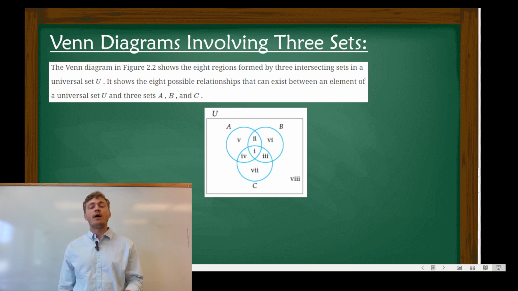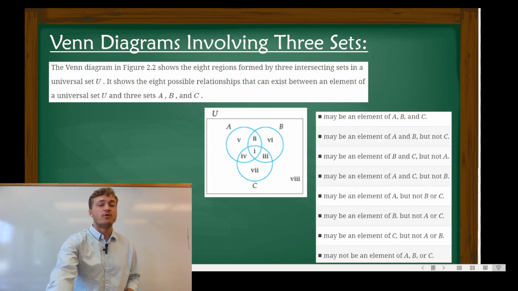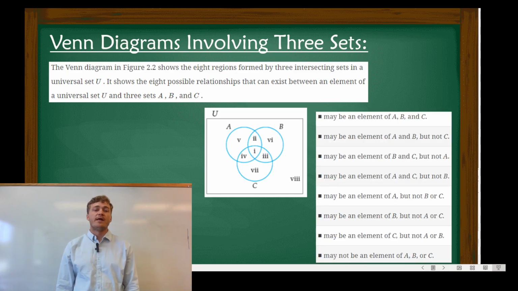That is, if you have 2 options in 3 sets, well, 2 times 2 times 2, or 2 to the 3rd power, gives us 8. That's where our 8 relationships are coming from. Region 1 falls right in the middle. It's the intersection of A and B and C. That is, region 1 may be an element of A, B, and C.